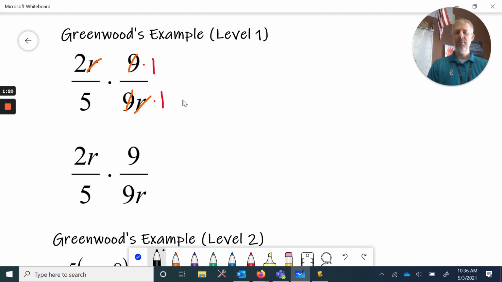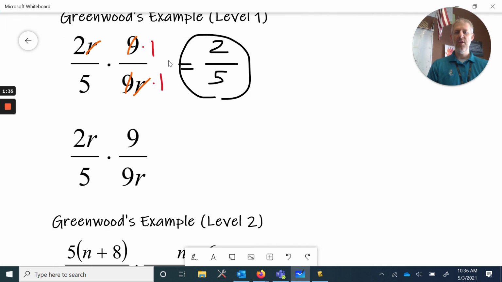So this is like 9 times 1, 9R times 1. So that would be step 1, to cancel. There's no factoring to happen here. And then step 3, we'll just multiply it. So 2 times 1 is 2, and 5 times 1 is 5. So 2/5 is my simplified answer.